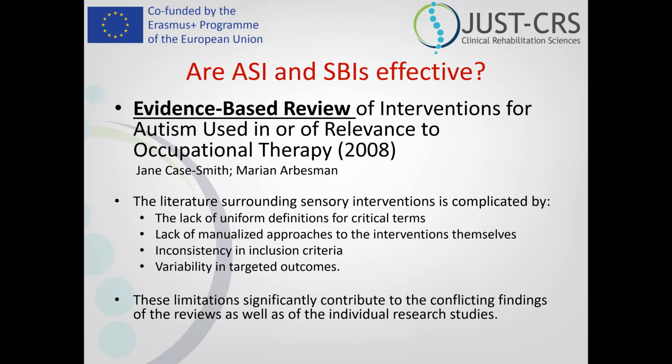There's inconsistency in the inclusion criteria, like the age ranges and the characteristics of autism, how mild, how severe. And as I said, there's variability in targeted outcomes because of the differences in the terminology.